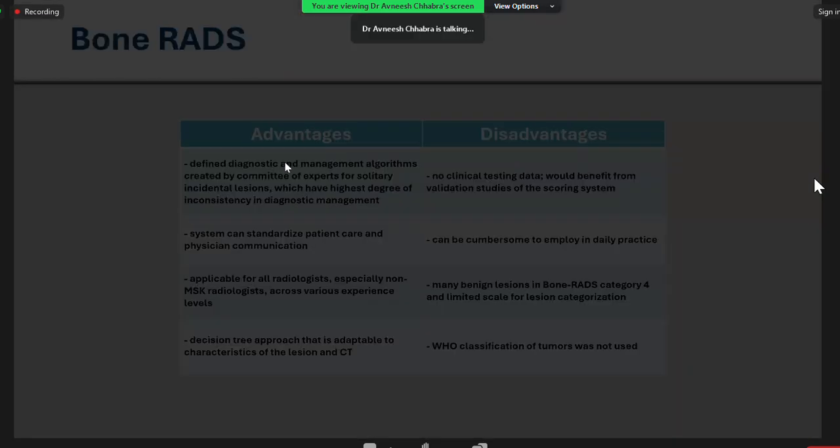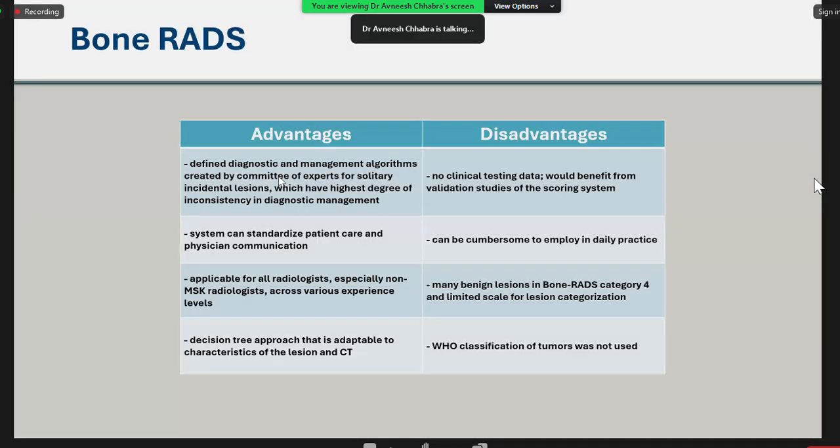Now, the advantages are it has defined diagnostic and management algorithms based on the point system. It's created by a committee of experts, so-called experts, who participated in the ACR committee. And this is for solitary bone lesions, which have the highest degree of inconsistency. I don't know what that means, but that's how they put it out there: that they are not consistent, meaning they're not sure what's going on with those lesions. That's why they give points.